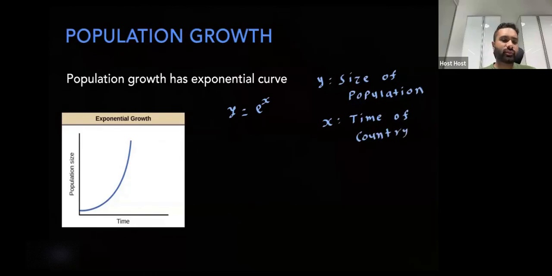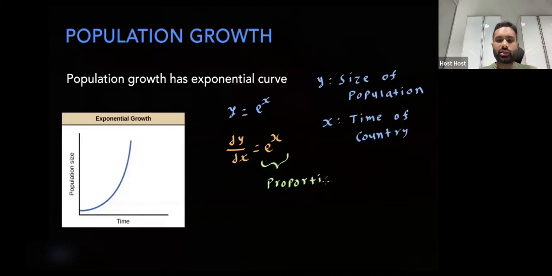So for this function, if you do dy by dx, what will it come to? Again e to the x. So this depends on the input. So it is proportional to the current population. It is not proportional to the input x, but it is proportional to y. That means it is proportional to the current population.